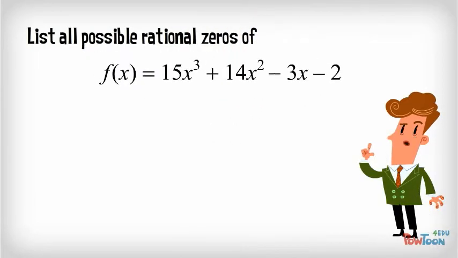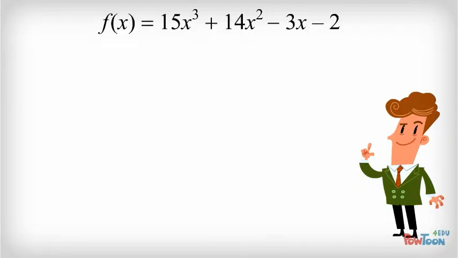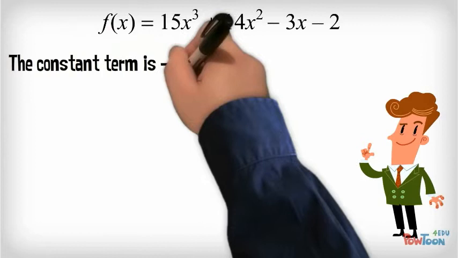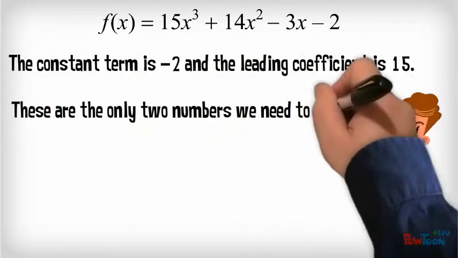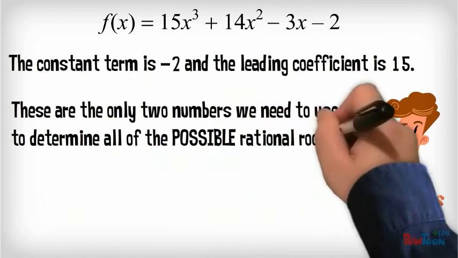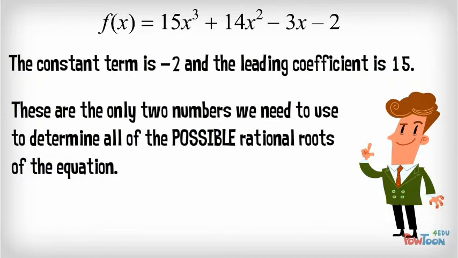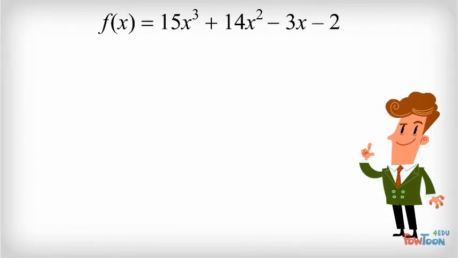Here's an example. List all the possible rational zeros of f of x equals 15x cubed plus 14x squared minus 3x minus 2. Now, all we're going to look at are the leading coefficient and the constant number, 15 and negative 2. And from those two numbers, we're just going to list all the factors of those two numbers. For negative 2, you have 1 and 2 and negative 1 and negative 2. For 15, there's 1, 3, 5, 15, also negative 1, negative 3, negative 5, and negative 15. Then we're just going to use those two lists of numbers to find our answer.